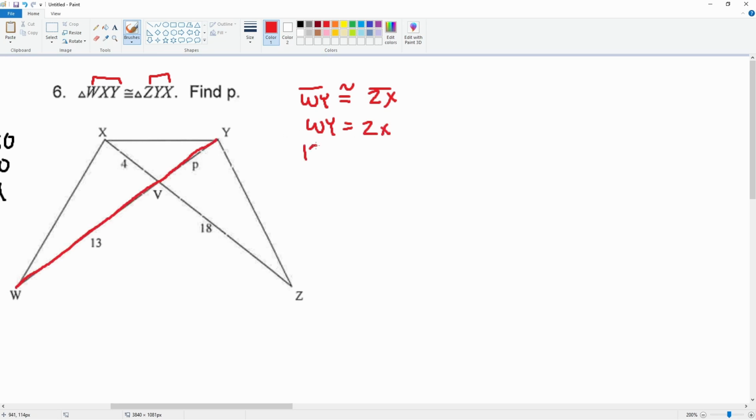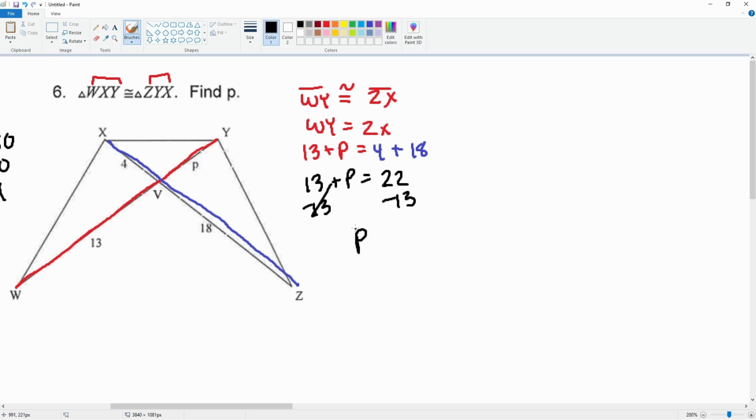WY is 13 plus P is equal to ZX. This is ZX right here, which is 4 plus 18. So 13 plus P is equal to 18 plus 4, which is 22, minus 13 from both sides. This cancels. P is equal to 9.